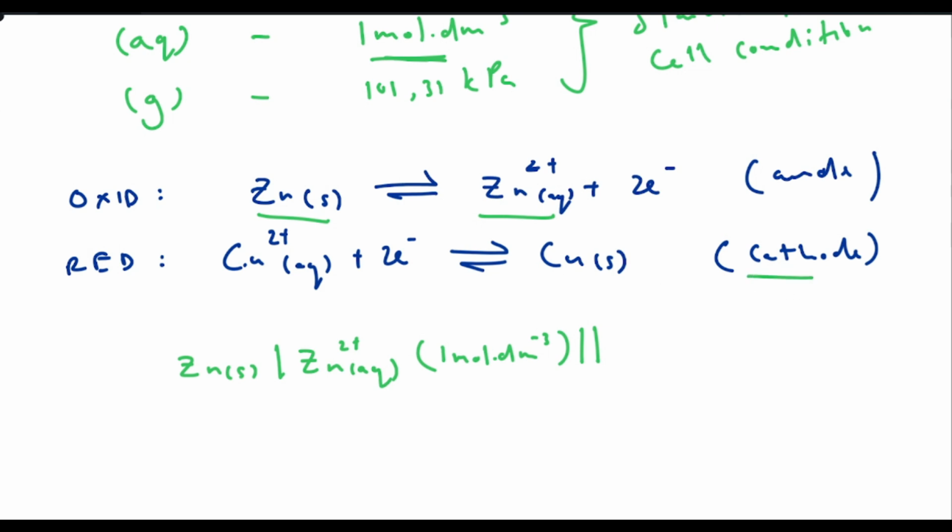And now we must go on to state what reaction took place at the cathode. So what reaction took place at the cathode? Cu2+ became Cu. So we have Cu2+ aqueous, with its concentration, 1 mole per decimeter cubed, becomes Cu solid. You would note that when we're writing down cell notation, we only include the standard cell conditions for aqueous and gaseous phased substances, not solids and not liquids.